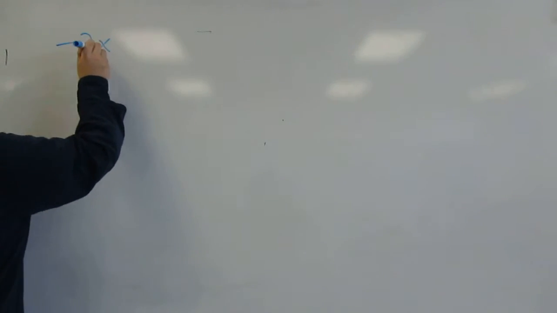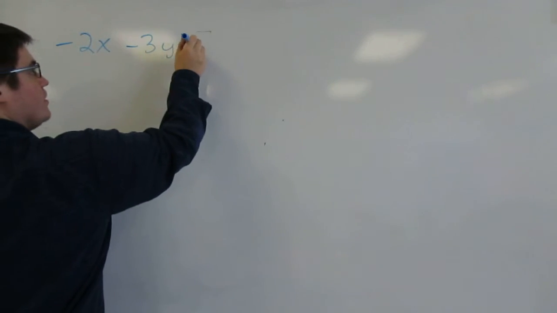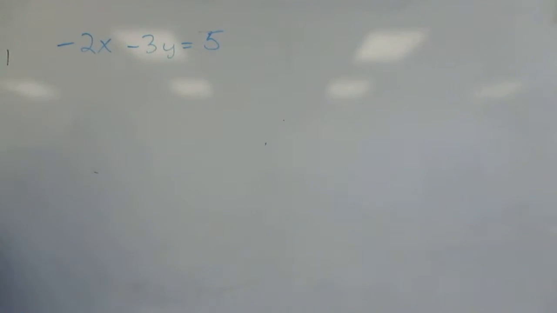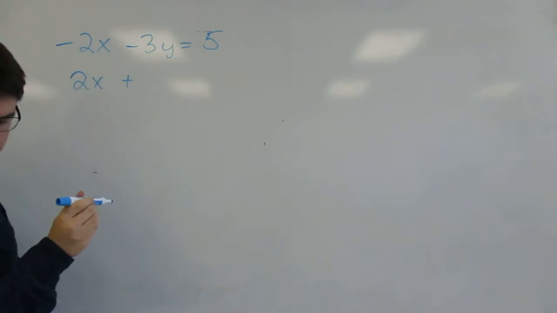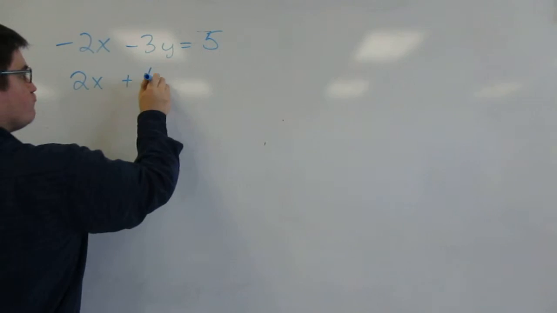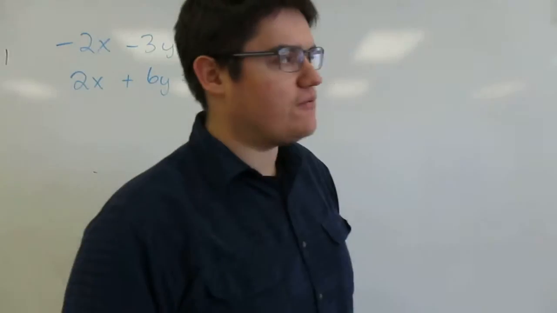Let's say you have this one. 2x minus 3y equals 5. And so take a second and try this one by yourself.